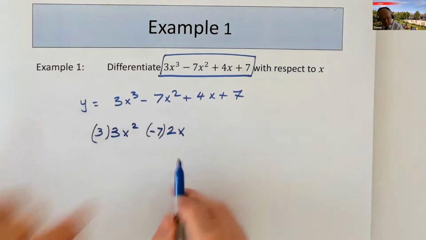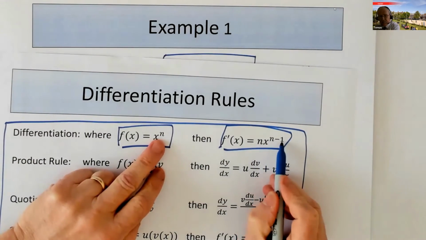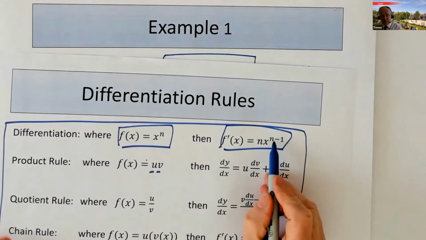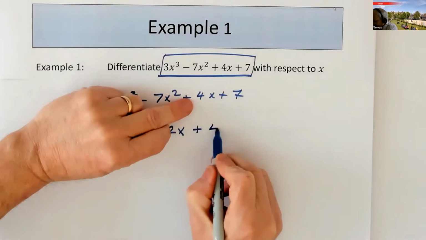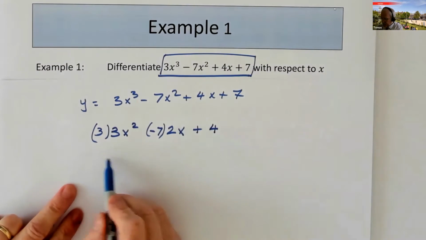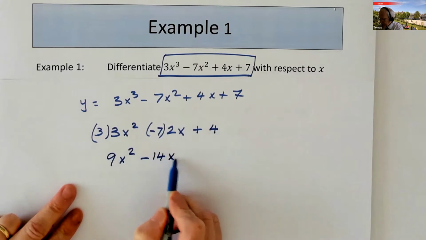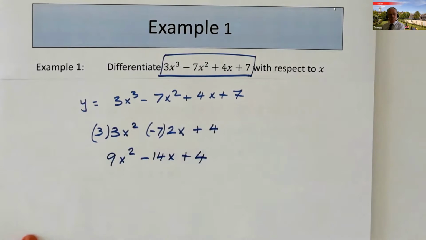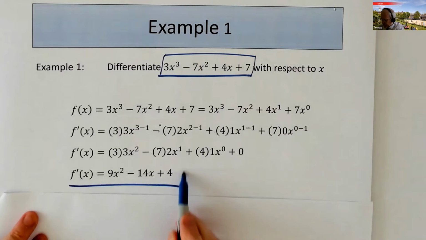For x to the power of 1, 1 minus 1 is x to the power of 0, and that makes it a 1. So that just becomes a 4. And if I differentiate a constant, it goes away. So I get 9x squared minus 14x plus 4.